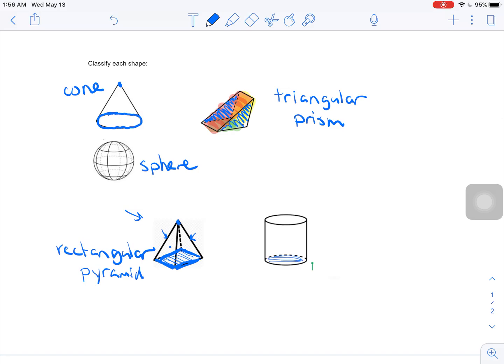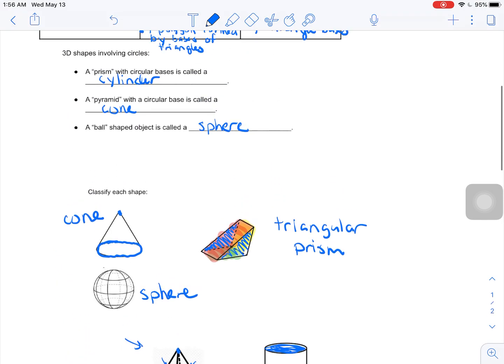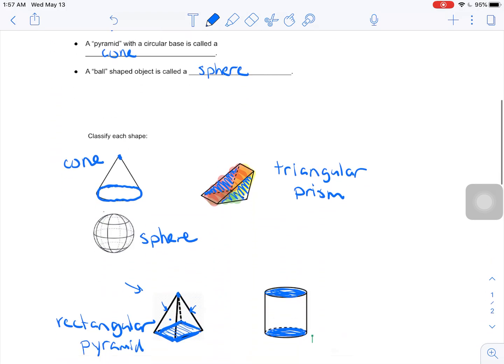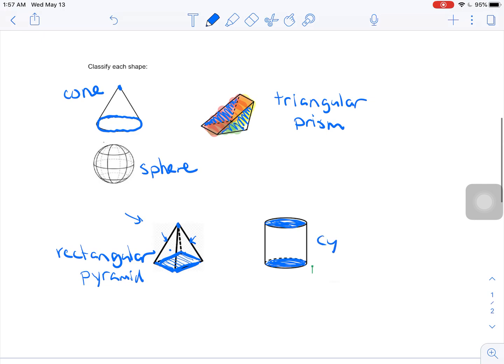And the last one, this last one has two parallel sides. We've got a side here and another side here. They are running parallel to each other, but they are circles. So we're kind of meeting the definition of a prism because we have two congruent parallel sides. But we said that when the bases of those two parallel sides are circular, then instead of calling it a prism, we call it a cylinder. So that means this is a cylinder.